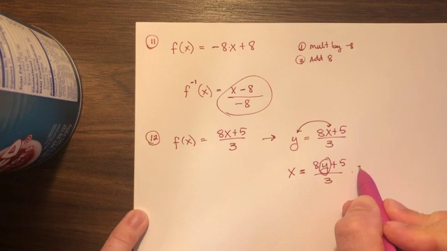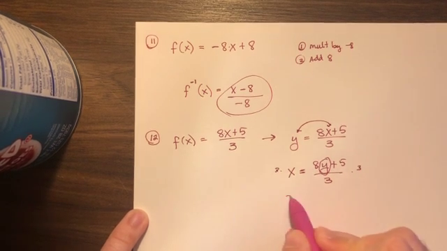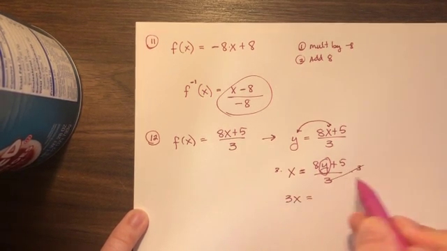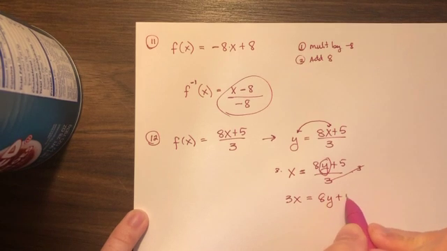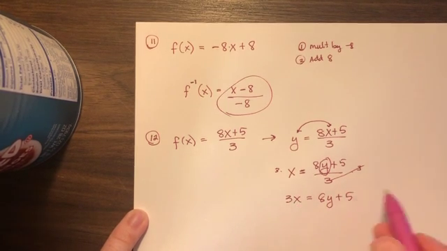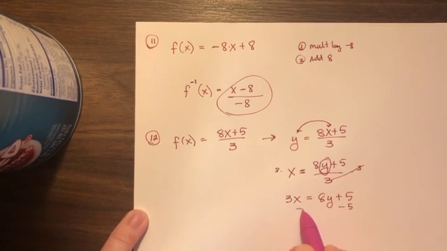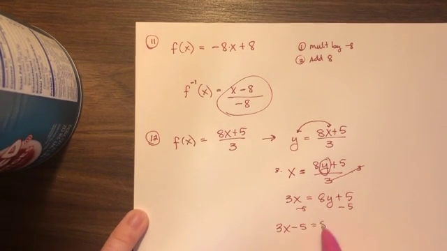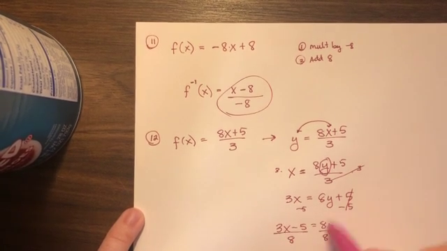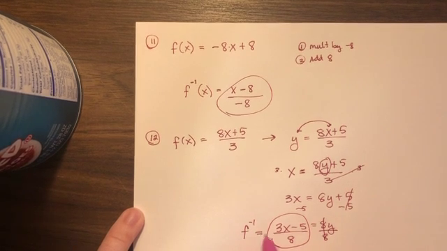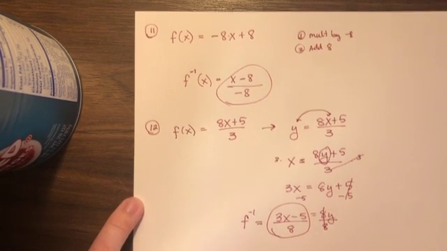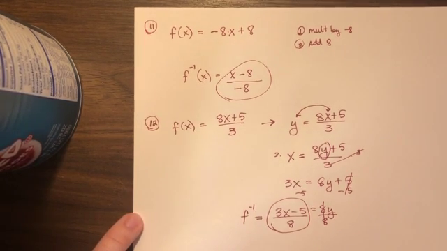So the first thing, we multiply by 3 on both sides, and they cancel, leaving 8y plus 5. And over here you've got 3x. Now we subtract 5. They're not like terms, so we just write 3x minus 5 equal to 8y, and that's gone. Then we divide by 8 to get rid of that, and what we have is the inverse: 3x minus 5 all over 8.